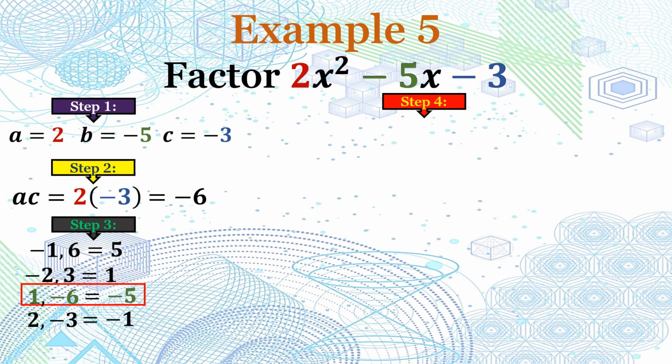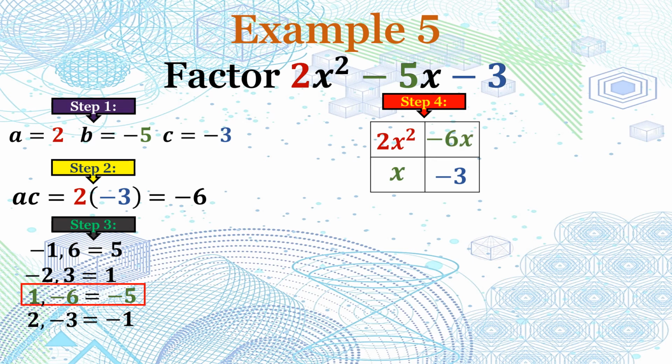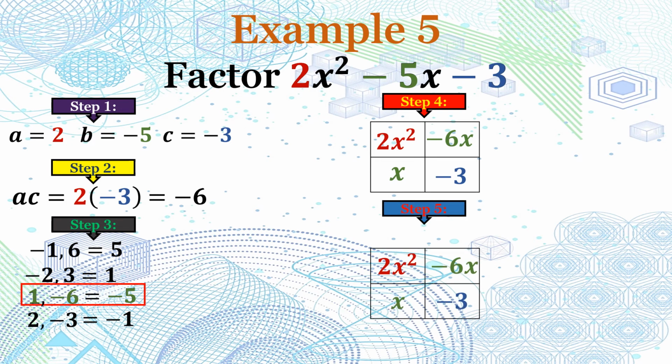Now let's draw a 2 by 2 grid. So putting the first term in the upper left hand corner, the last term in the lower right hand corner, and then the factors of AC that add up to B in the diagonal corner. So that will be x, then negative 6x. Then let's factor the rows and columns.